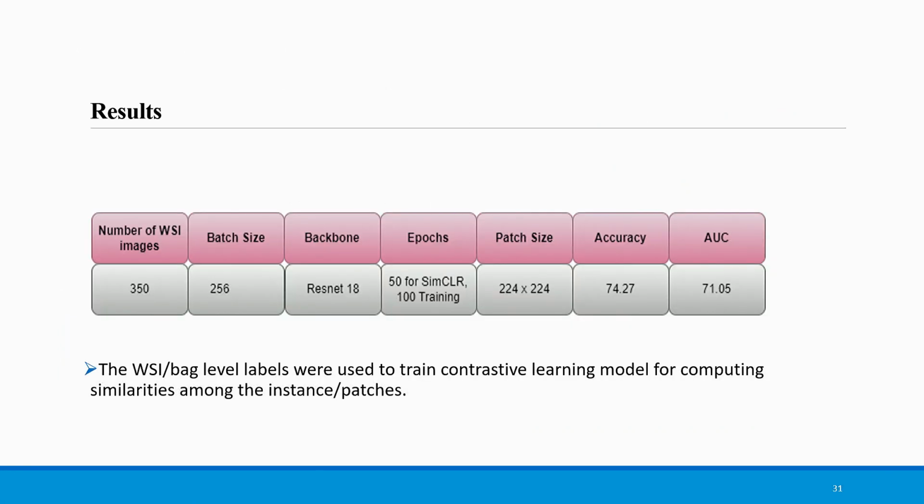Here is the result. We used 350 whole slide images, a 256 patch size, and ResNet-18 as the backbone model. We used 50 epochs for SimCLR training and 100 epochs for the model training, with a patch size of 224 by 224. We got a whole accuracy of 74.27.